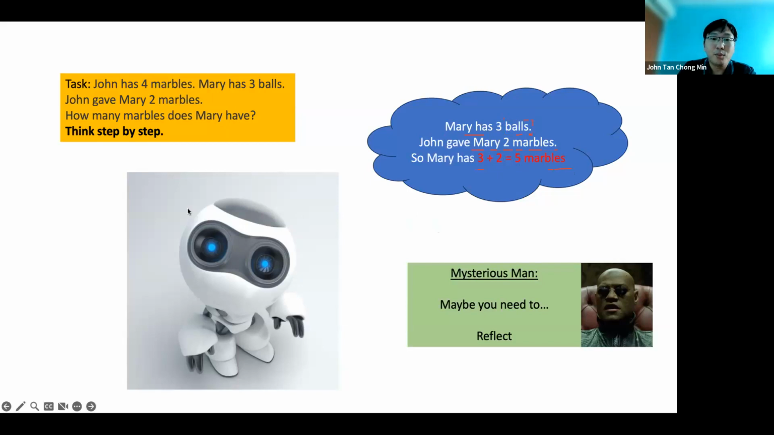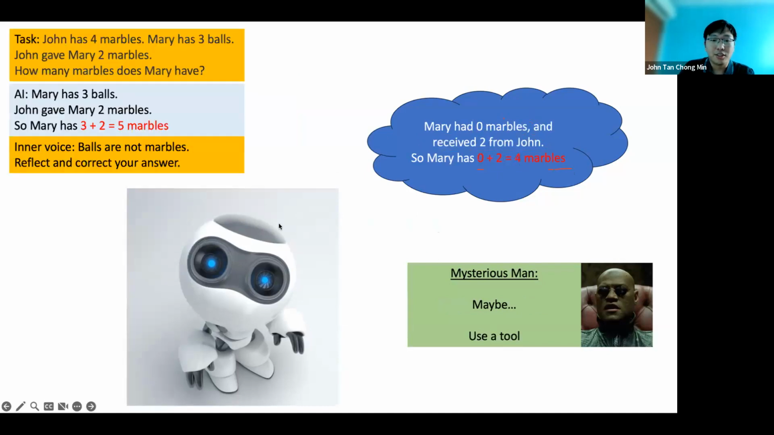So maybe what we need to do, other than just thinking through step by step, is we also need to reflect and reflect upon what went wrong in our answer. So this reflection can come externally or can come from a human evaluator. In this case, I told it directly, "Balls are not marbles. Reflect and correct your answer."